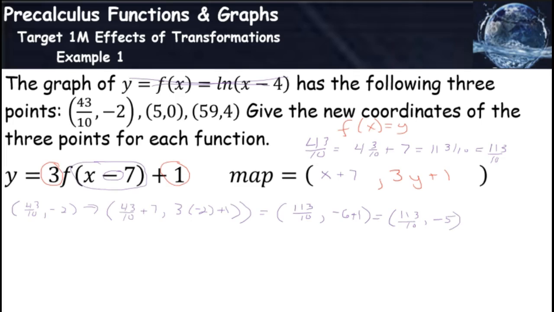Okay, now you can leave your answers 11 and 3 tenths, comma negative 5, or 113 tenths, negative 5. It's up to you. Negative 5, not 5. Okay, I want to just check that that's right, and it is, so moving on. 5, 0. So I'm going to replace x with 5, so I have 5 plus 7. According to the map, I add 7. No parenthesis needed there.